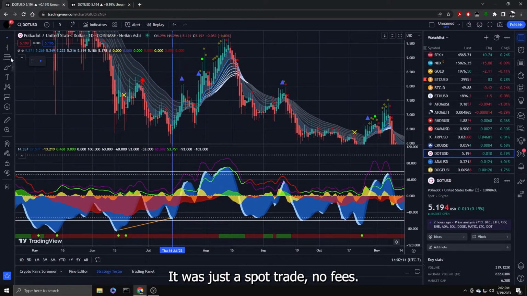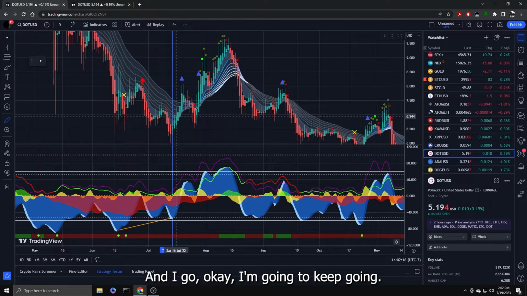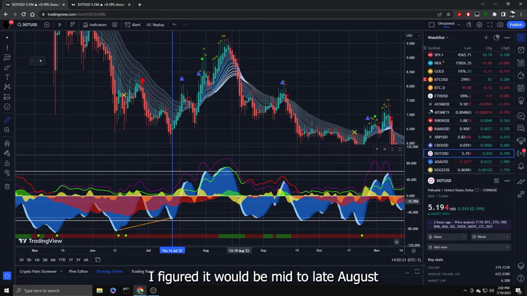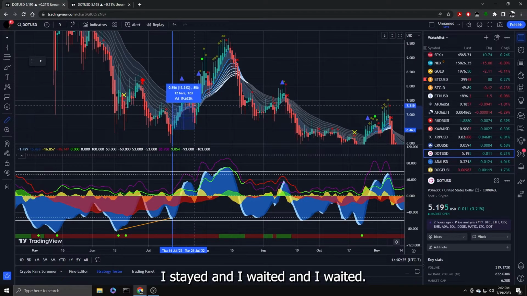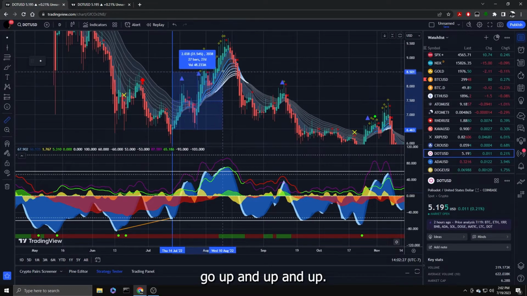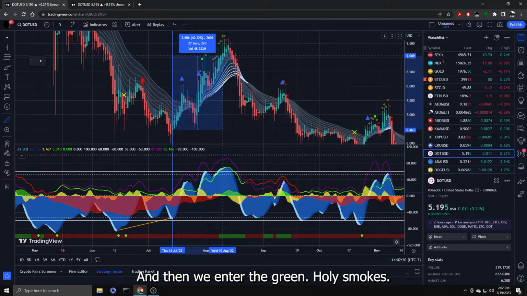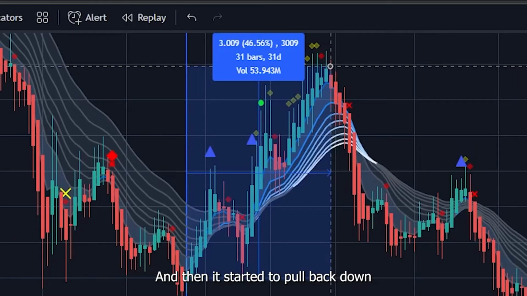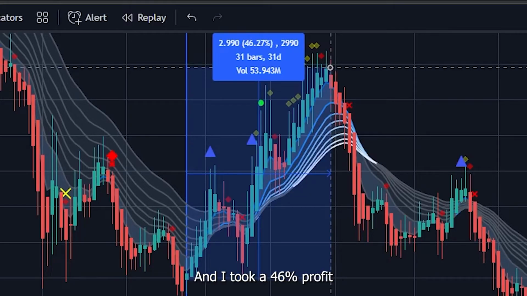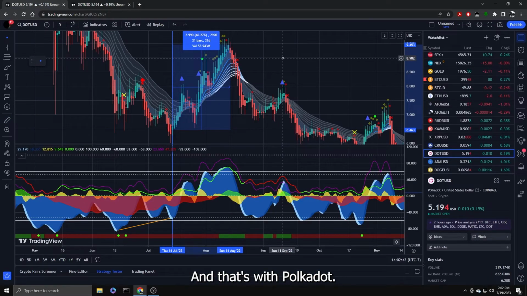It was just a spot trade, no fees. And I go, okay, I'm going to keep going. I figured it would be mid to late August when we enter the green. So when I entered, I stayed and I waited and I waited, and I'm watching this momentum go up and up and up. And then we enter the green. Holy smokes, look at all this money we're making. And then it started to pull back down. And I went, okay, I'll leave. And I took a 46% profit after 1 month, 31 days. And that's with Polkadot. Nobody was talking about Polkadot at the time.